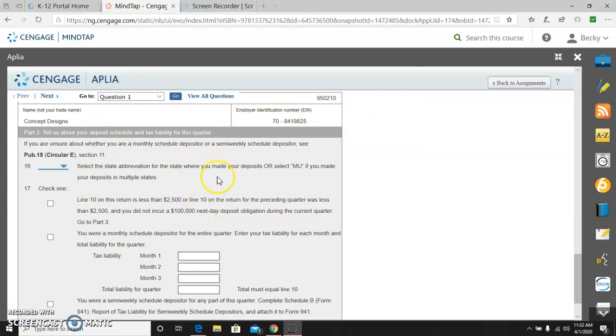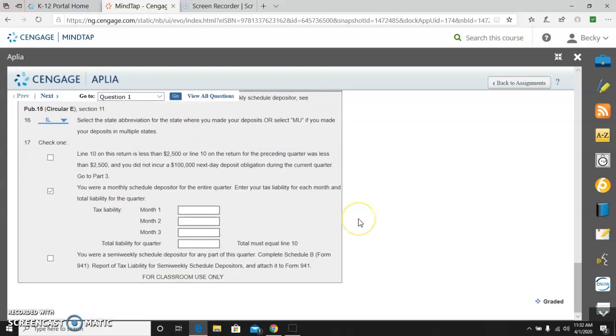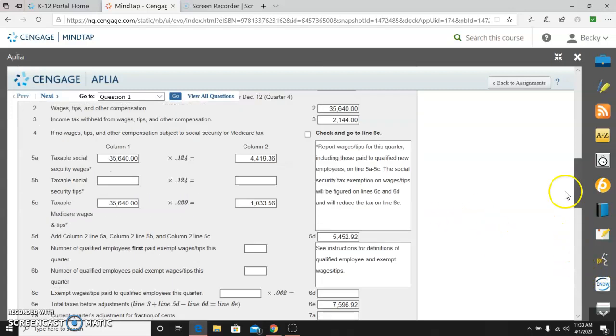Going down further to fill out the rest of this form. On line 16, we're going to choose Illinois for our state abbreviation. And then we're going to say we were a monthly scheduled depositor because it told us in the directions, I believe, that we are. And then for the liability, I'm going to have to do for each month. So to do this for month 1, which would be January in this case.